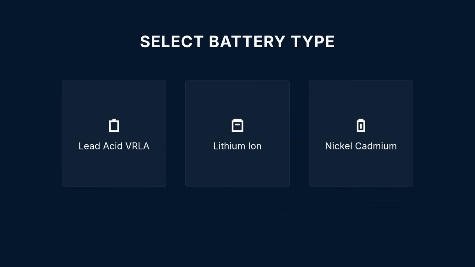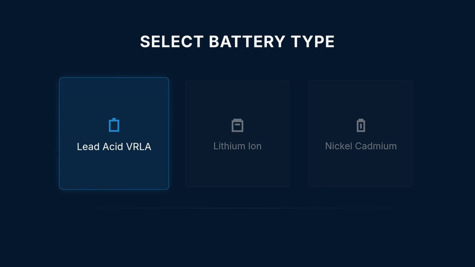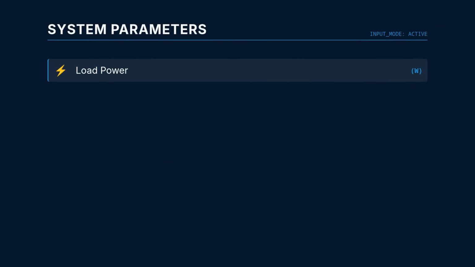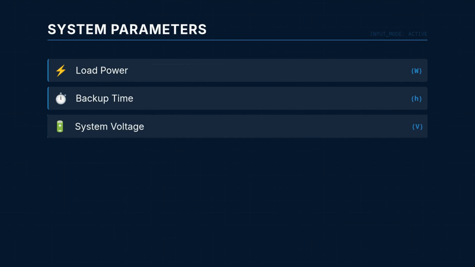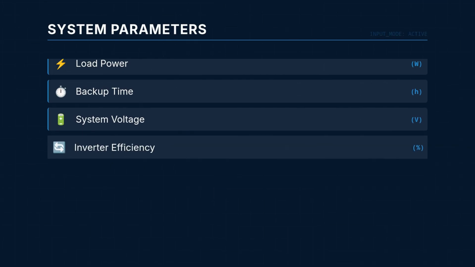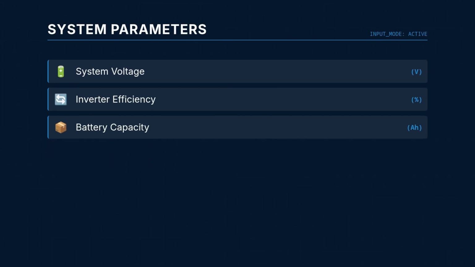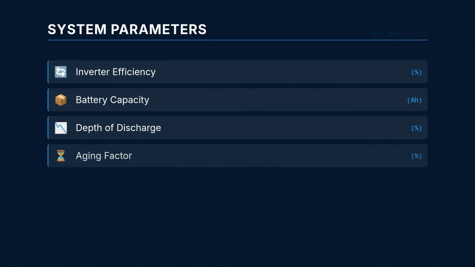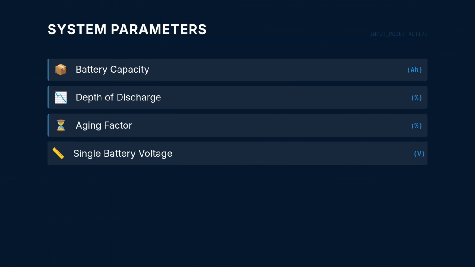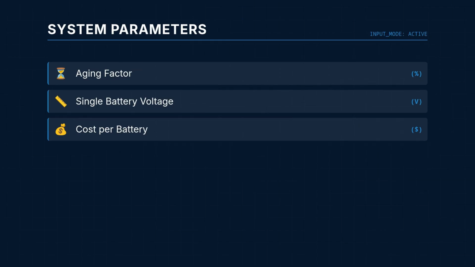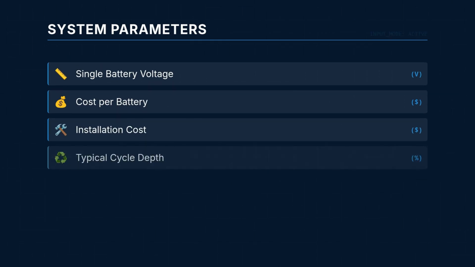Next, choose your battery type: lead acid VRLA, lithium ion, or nickel cadmium. I've selected lead acid. Now enter your parameters: load power in watts, backup time in hours, system voltage in volts, inverter efficiency percentage, battery capacity in amp hours, depth of discharge percentage, aging factor percentage, single battery voltage in volts, cost per battery in dollars, installation cost in dollars, and typical cycle depth percentage.